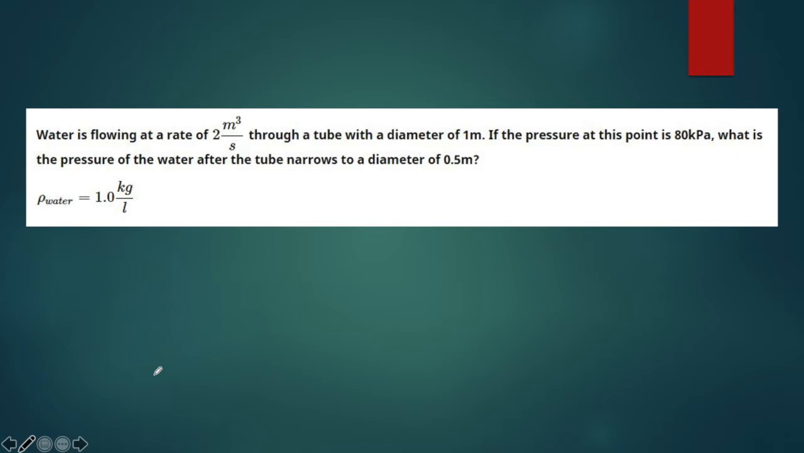So given that the density of water is 1 kilogram per liter. Here we can see that the density given in this tutorial is in kilogram per liter. So it is compulsory for you to change this unit into SI unit, where the density of water should be in kilogram per meter cubed.